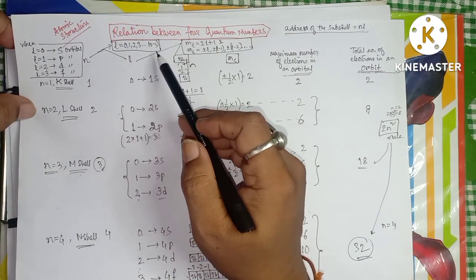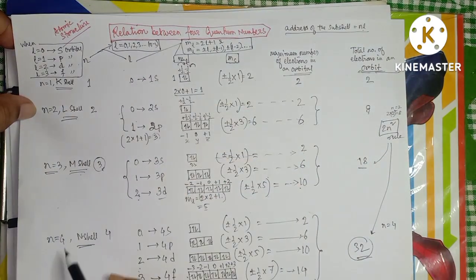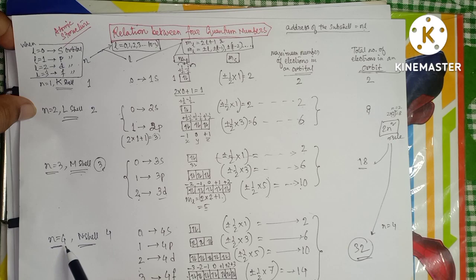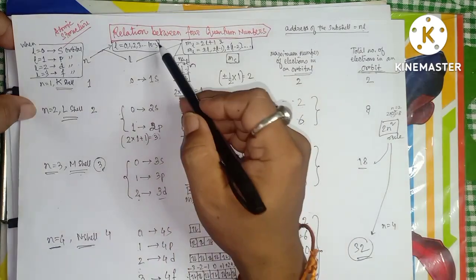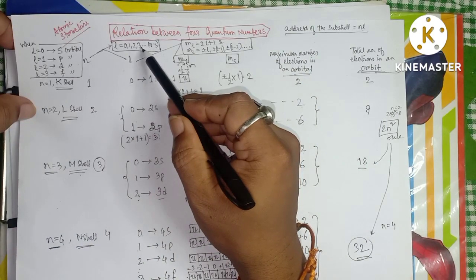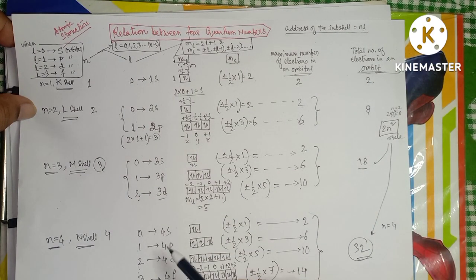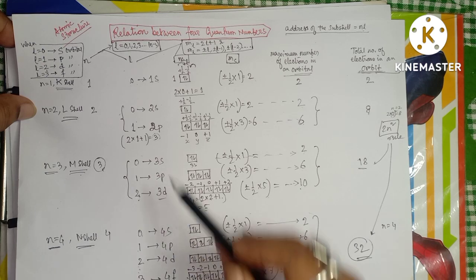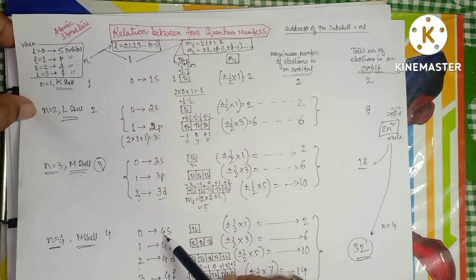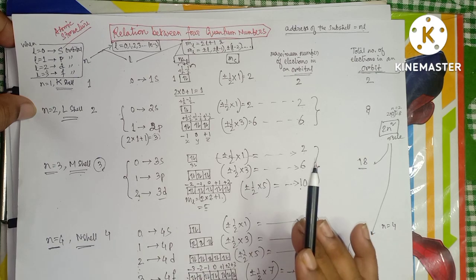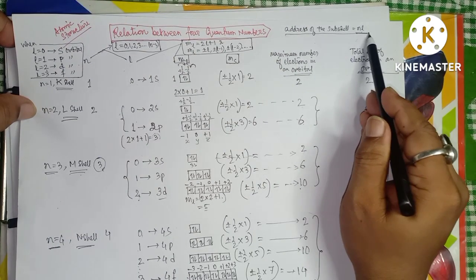Sir, why are we putting n is equal to 4? Because you are dealing with n is equal to 4, that is the fourth shell. So you put 4 minus 1, the last value of L will come out 3: 0, 1, 2, 3. Okay, so for 0 we get 4s. You see, in each case the address is changed according to nl.